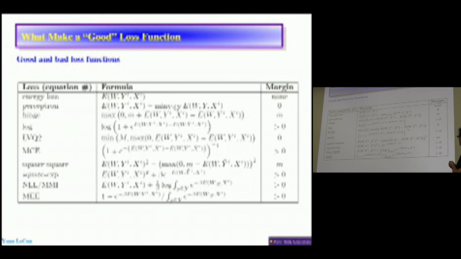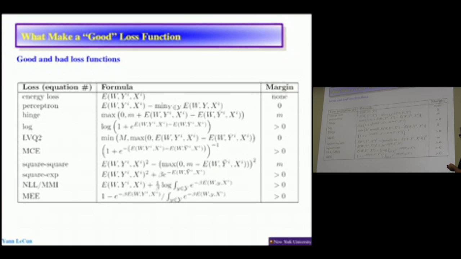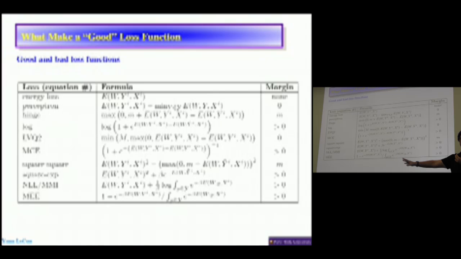Hinge loss is great. It's got a fixed margin m, fine. Log loss is great too. In fact, its margin is infinite. It tries to push the energy of incorrect answers to infinity with exponentially decaying force, but it's still pushing them to infinity.